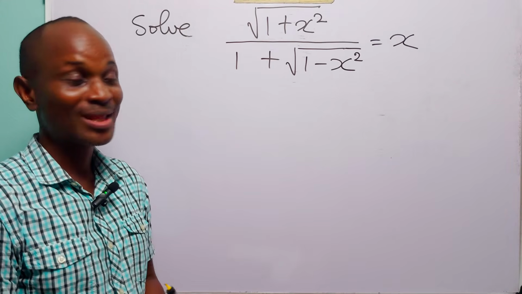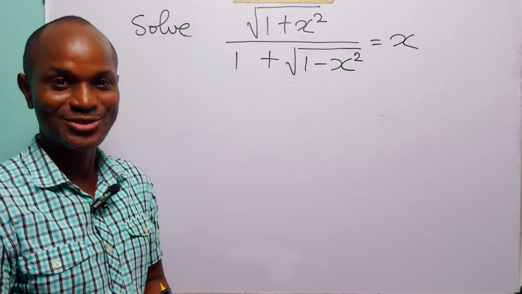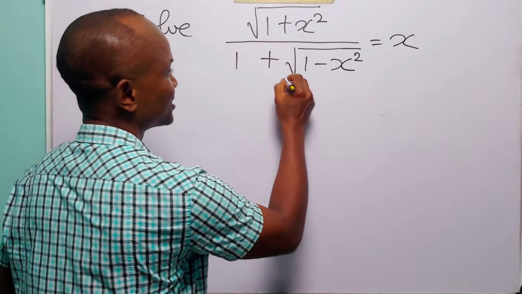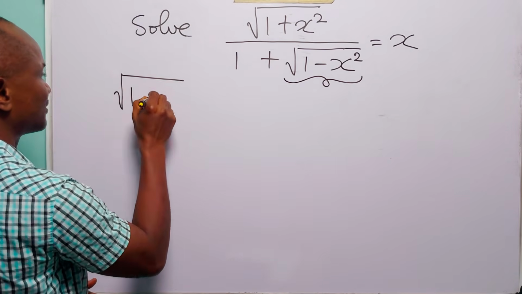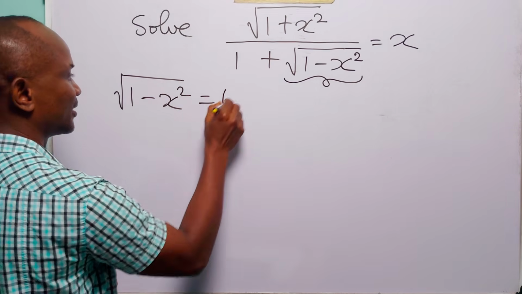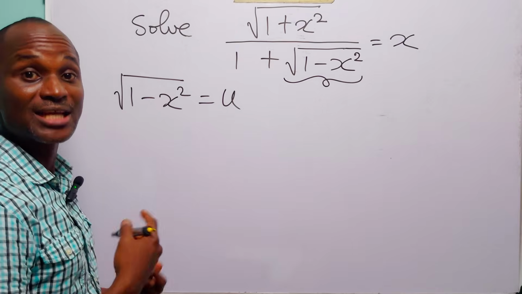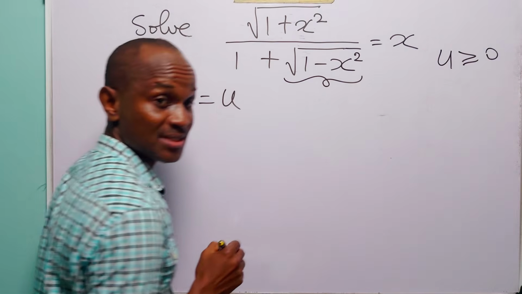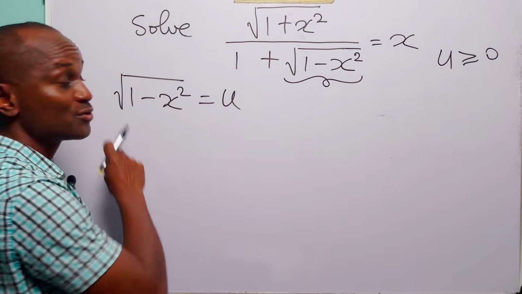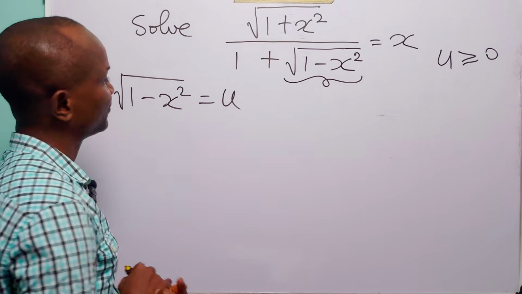Hello and welcome. To solve this equation, as usual, we are going to start with a substitution. We are going to call this quantity, that is the square root of 1 minus x squared, u. And of course, you know that this comes with the condition that u must be greater than or equal to 0, because the square root of a positive real number must be positive.